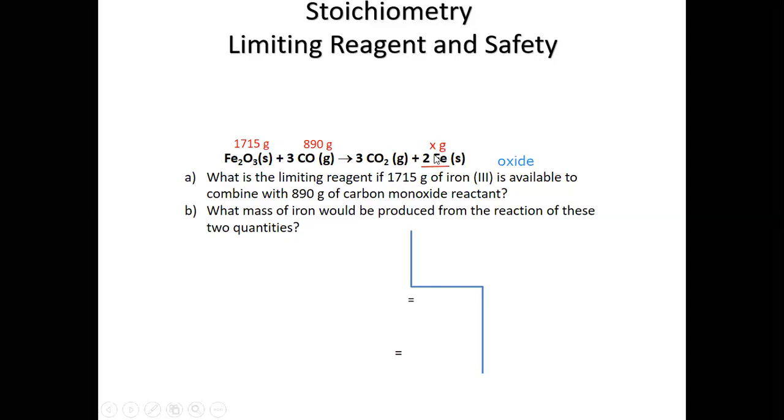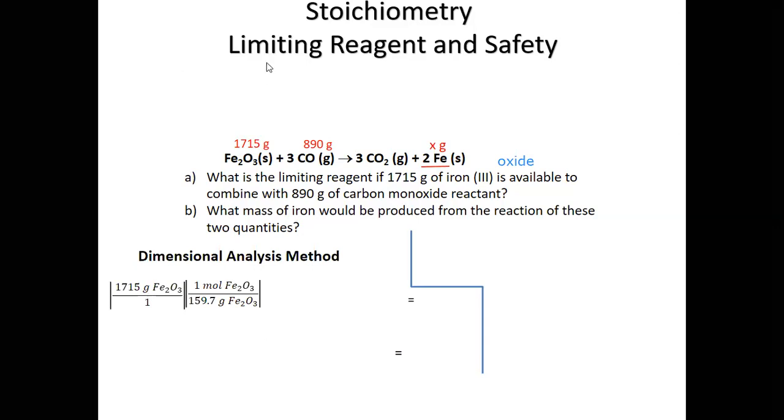Remember, we're thinking of X being our desired grams of iron. So dimensional analysis, we'll start with our quantity, 1,715 grams of iron 3 oxide. We'll turn it into a mole amount first. So turning it into the mole amount, we use the molar mass, Fe2O3, 2 iron and 3 oxygen. That produces now a mole amount.